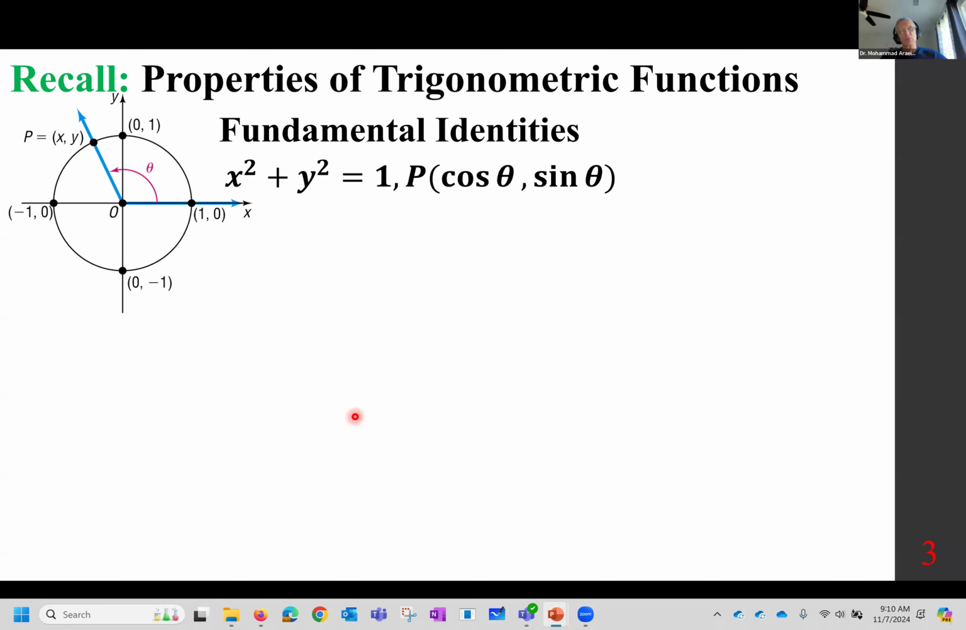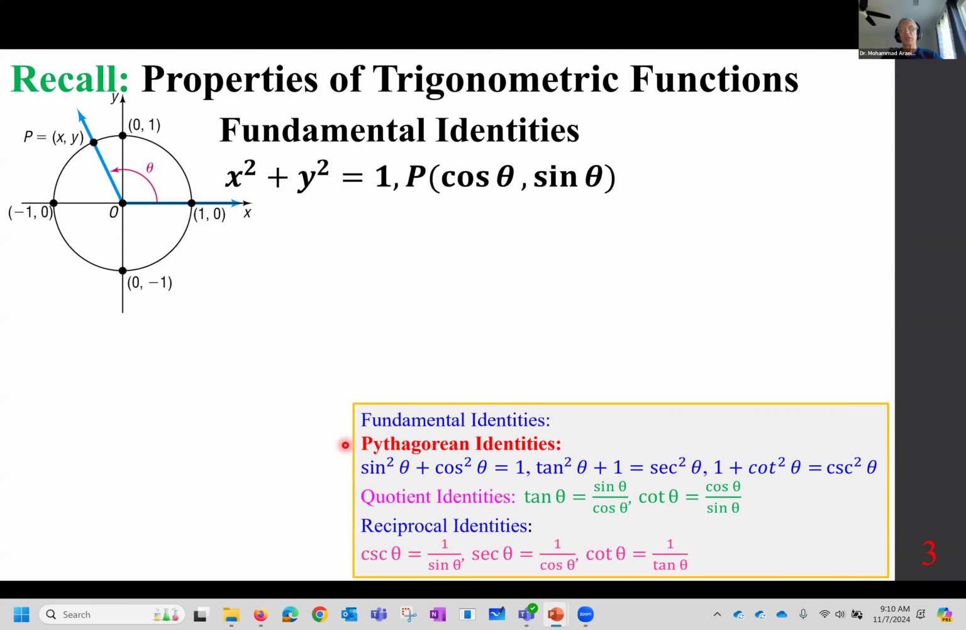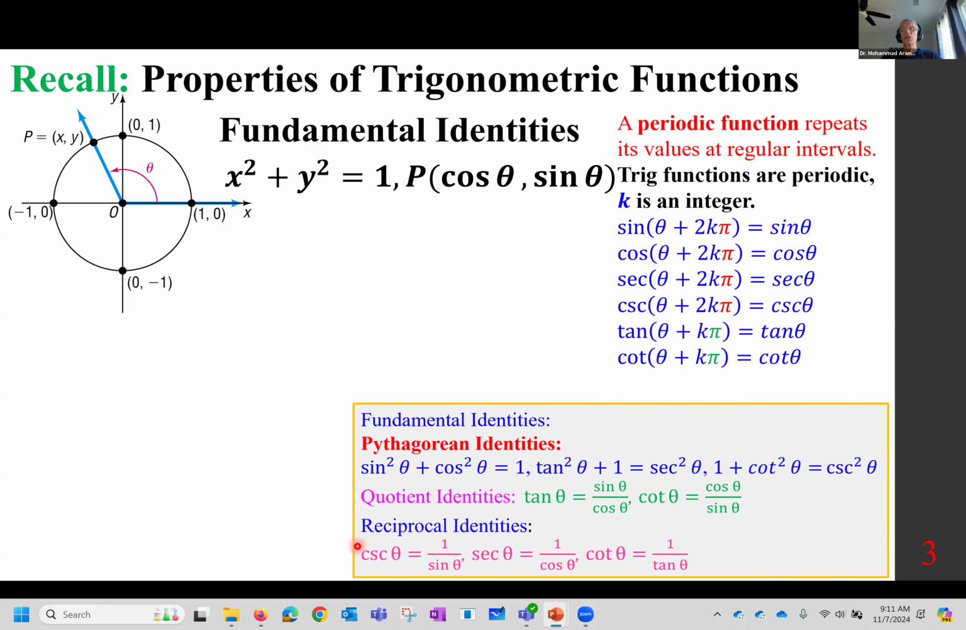Again, reminding everyone of what we have seen many times before, fundamental identities. Unit circle: x squared plus y squared equals 1. Fundamental identities include Pythagorean identities such as sine squared plus cosine squared equals 1, quotient identities such as tan theta equals sine over cosine, and reciprocal identities such as cosecant is 1 over sine. Periodic functions: all trigonometric functions are periodic with a period of 2 pi.